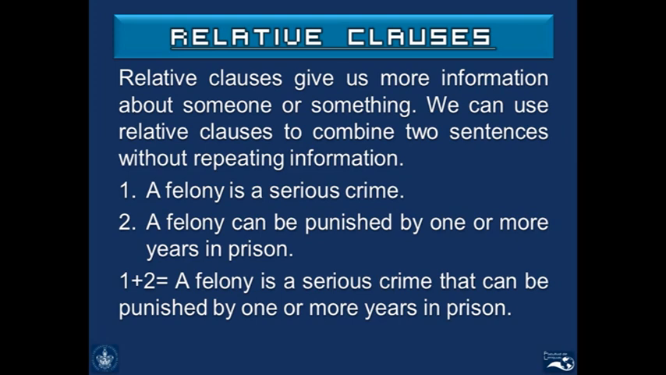Sentence number 1, a felony is a serious crime. Sentence number 2, a felony can be punished by 1 or more years in prison. Now we can combine these two sentences by means of a relative clause, and then we can have: a felony is a serious crime that can be punished by 1 or more years in prison. So if you see, we have a sentence here with a relative clause that helps us to combine the two elements of the two sentences.